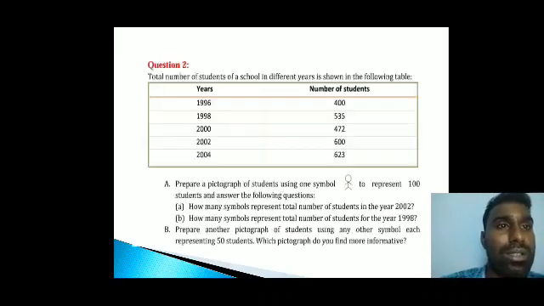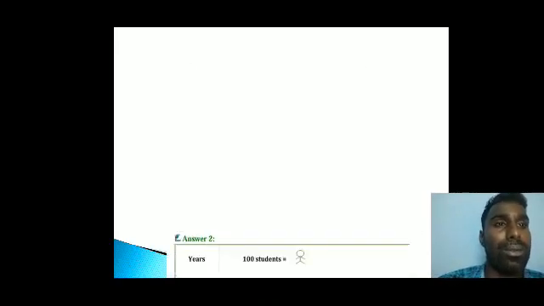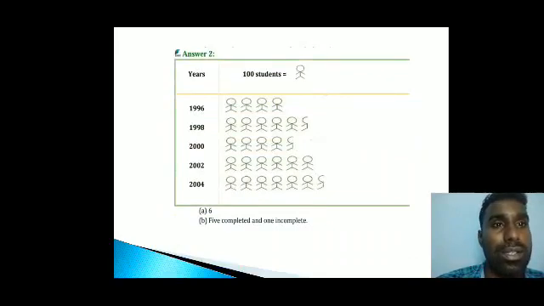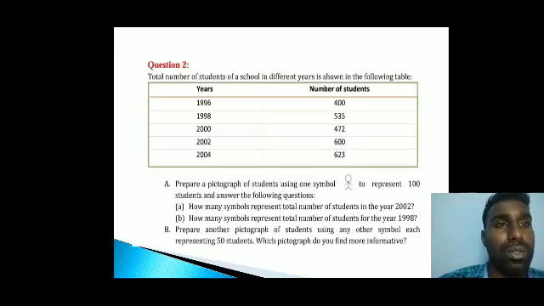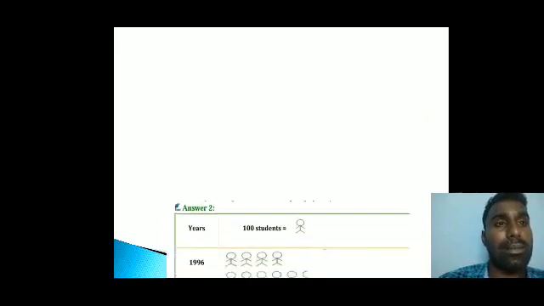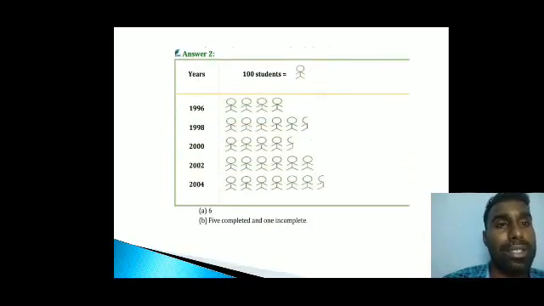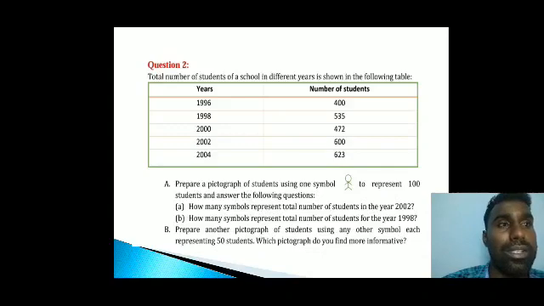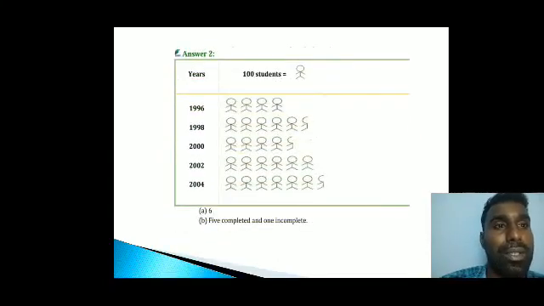Next, 2000, 472. So 472 means 4 full images, and then for the remaining 72 you have to draw a half picture, so more than half. Okay, next one, 2002. 600 means 6 times you have to draw that picture. And 2004, which is 623, that means 6 times you have to draw one full picture.